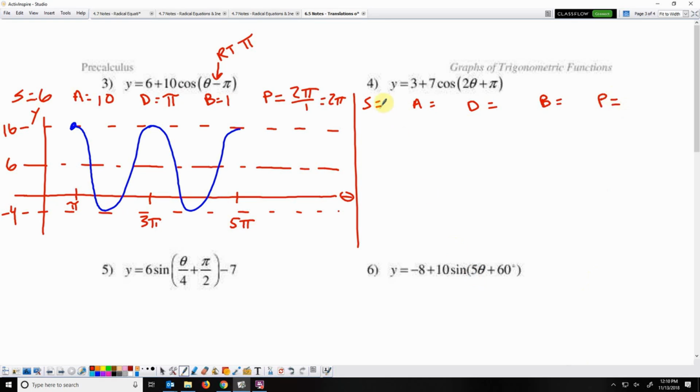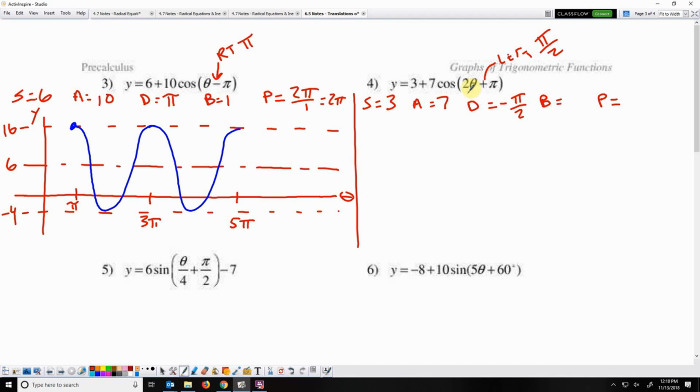All right, here our sinusoidal axis is 3. Our amplitude is 7. Our displacement, that tells me we go left. But it's not pi, it's pi over 2. It's a horizontal translation. When we have a horizontal translation and a horizontal dilation, we have to divide. We're going left pi over 2, so displacement is negative pi over 2.